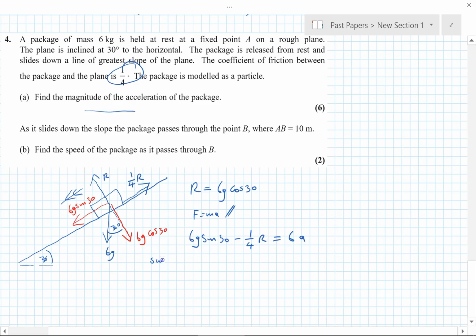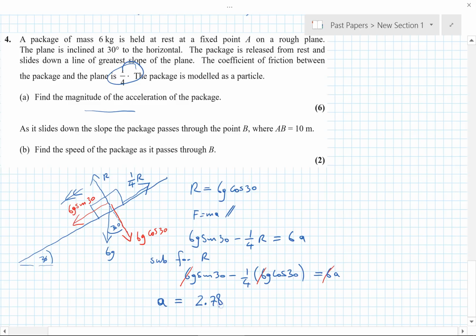Right, so if we sub for R, we get 6g sine 30 minus a quarter times 6g cos 30 equals 6a. Now we can use a calculator here, but I always have an overwhelming temptation to cancel anything, even if I'm going to use a calculator. So I'm going to cancel the 6. That gives me a equals g sine 30 minus a quarter g cos 30, which if you put in the calculator, actually gives you an exact answer, but we want 2 or 3 significant figures.